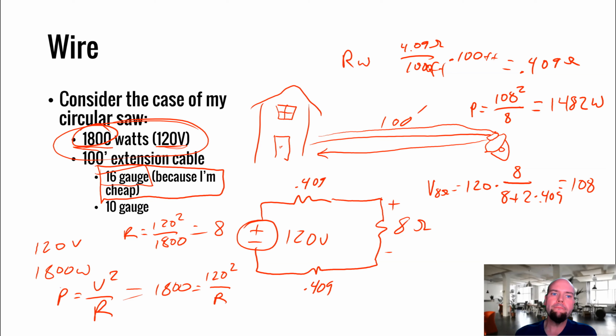So I went back to the hardware store and I spared no expense, got myself a 10 gauge extension cord. So now let's see, what power would I experience with that? What would my power be if I had a 10 gauge?